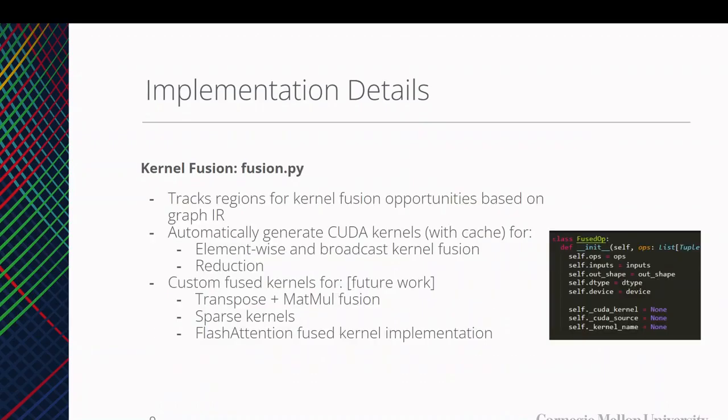So we greedily fuse kernels, represented as a new FuseOp class, and automatically generate optimized fused kernels for element-wise, broadcast, and reduce operations. We are also in the process of writing fused kernels for transpose and matmul, and also potentially sparse kernels and also kernels for flash attention.